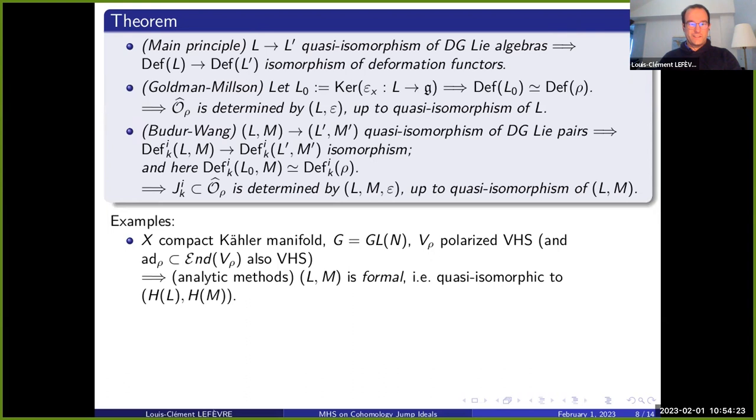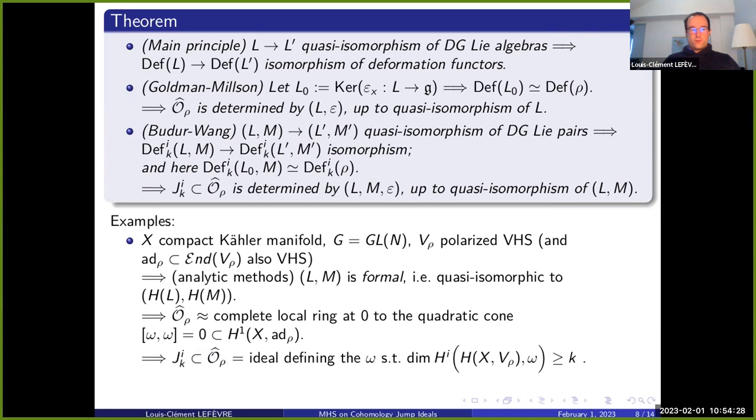Which means that in this case, you can take your Maurer-Cartan equation and write it not in L and M, but in the cohomology. The cohomology is finite dimensional, and you get that the local ring is isomorphic to the completion of the local ring at zero of the quadratic cone of your Maurer-Cartan equation. When you put the differential equal to zero, it just becomes the bracket of omega and omega equals zero, as a subspace of H1 of X with coefficients.